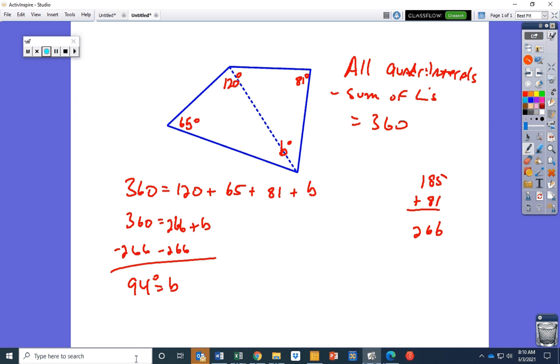Does that make sense? That's not that difficult, is it? And it doesn't matter what kind of quadrilateral you're looking at, although all of the quadrilaterals I put on your worksheet, except for one, are just quadrilaterals. Okay? Make sense? Yeah? Okay.